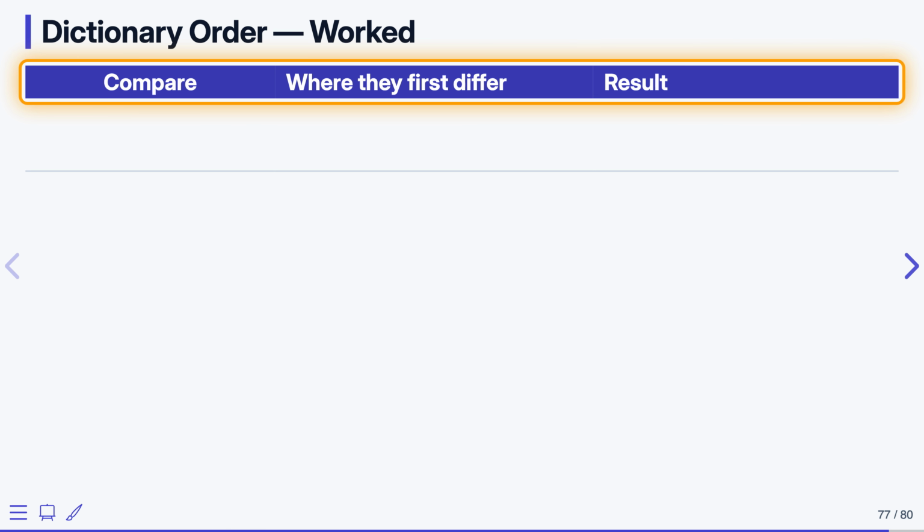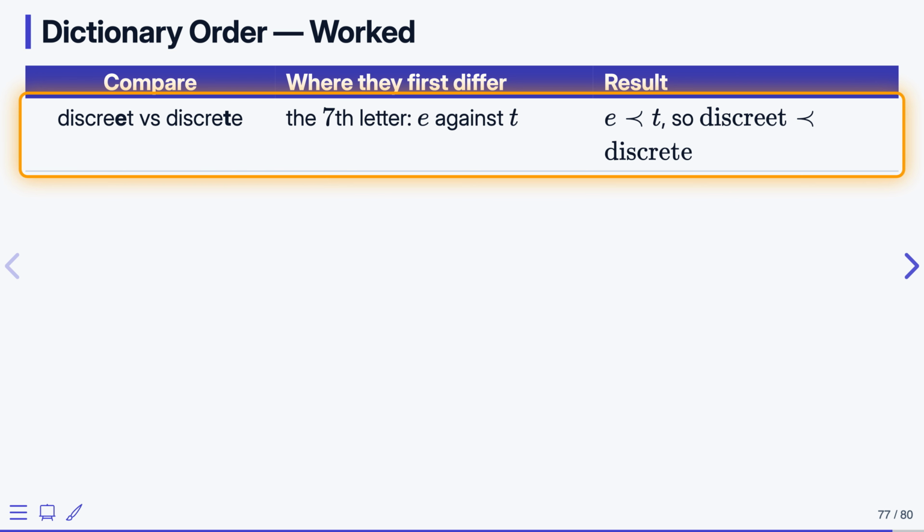Let's work two comparisons the way a dictionary does. First, discrete against discrete. Walk the letters together from the left. D, I, S, C, R, E. The first 6 letters are the same. Now the 7th letter. In one word it is E, in the other it is T, and E comes before T in the alphabet. So the first comes before the second. We stop there. The rest of the word does not matter.